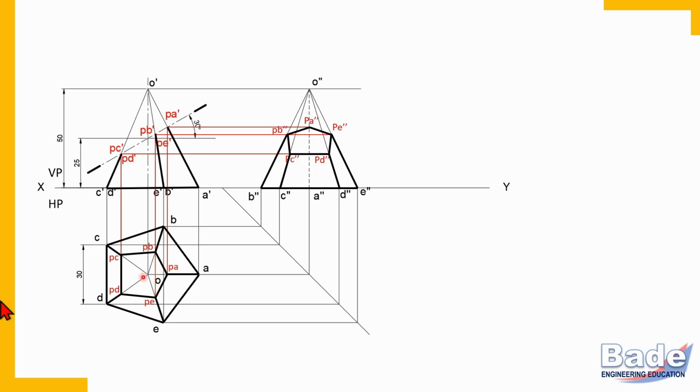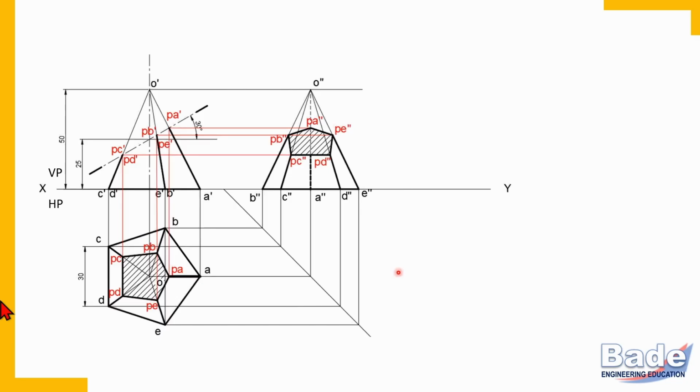Now the section, that is the newly generated surface, we should draw hatching lines. Hatching lines are thin lines nearly 45 degrees inclined, parallel to each other. So let's draw hatching lines in these two views. So this is how I have shown the section using hatching lines.